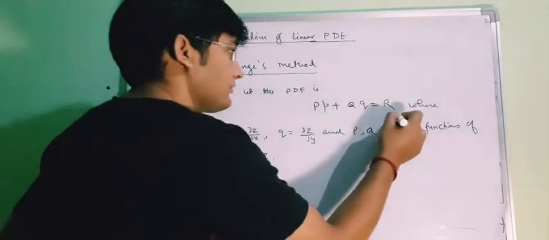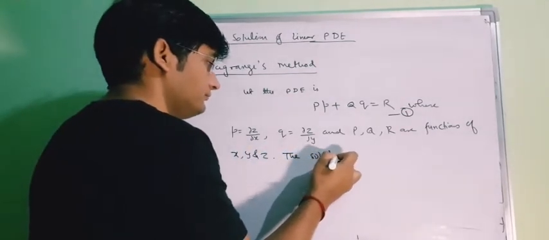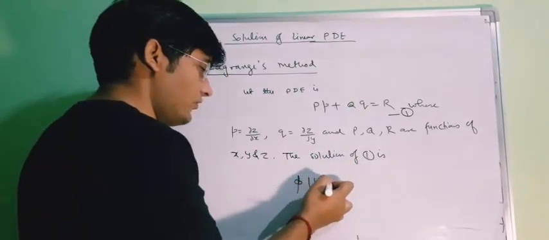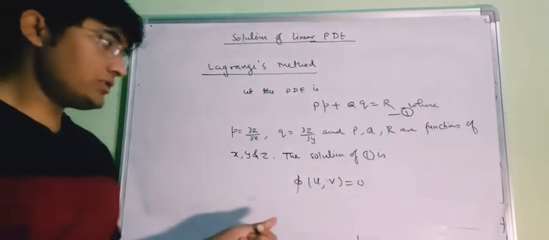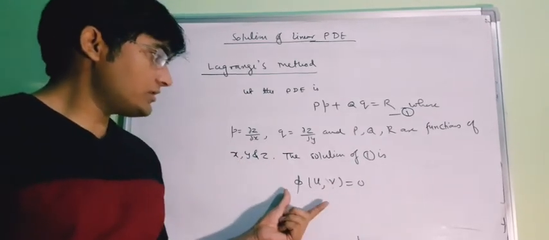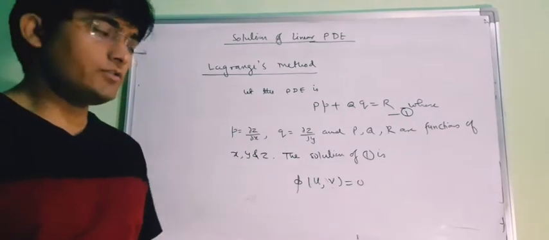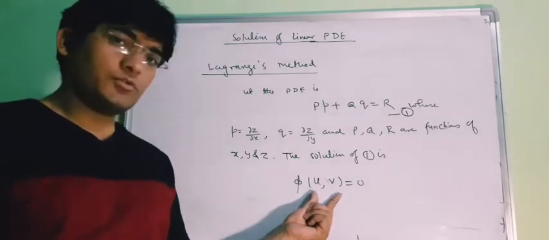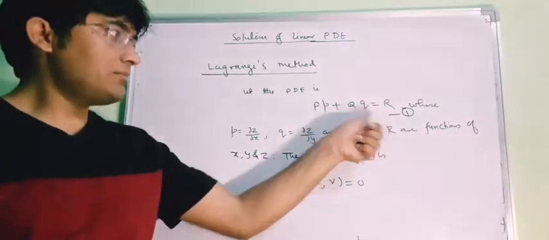So, now the solution of 1 is some function u, v equal to 0. This is your solution of equation number 1. In the last lecture, I was finding the partial differential equation from an algebraic equation. Now in this lecture, I will solve the partial differential equation. So in the last lecture, we have seen that if this was your function, then our solution was of this type. That means of the type equation number 1.